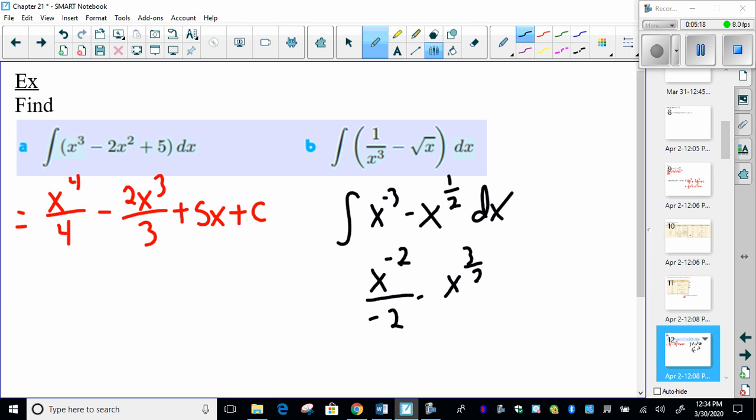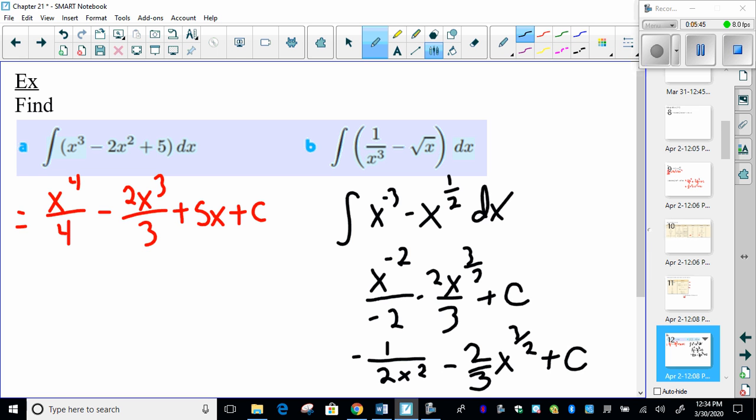And then I have to divide by 3/2, which is the same thing as multiplying by 2/3, and it was already that subtraction sign, plus c. And you can just leave it just like that. If you wanted to, getting rid of that negative exponent might be helpful. So this would be 1 over 2x squared, and that's the opposite of it. And then minus 2/3 x to the 3/2 power plus c. Okay, so just some pretty basic ones, just dealing with those exponents.